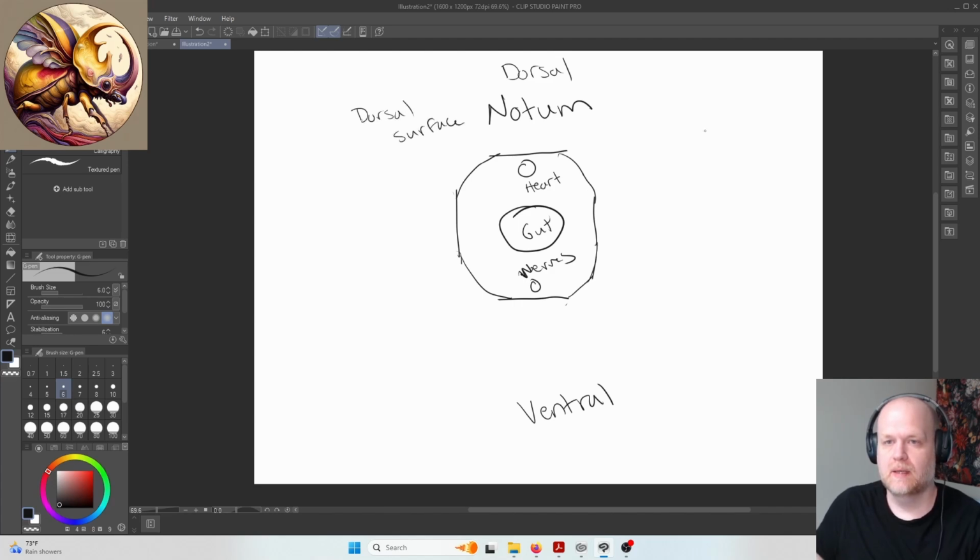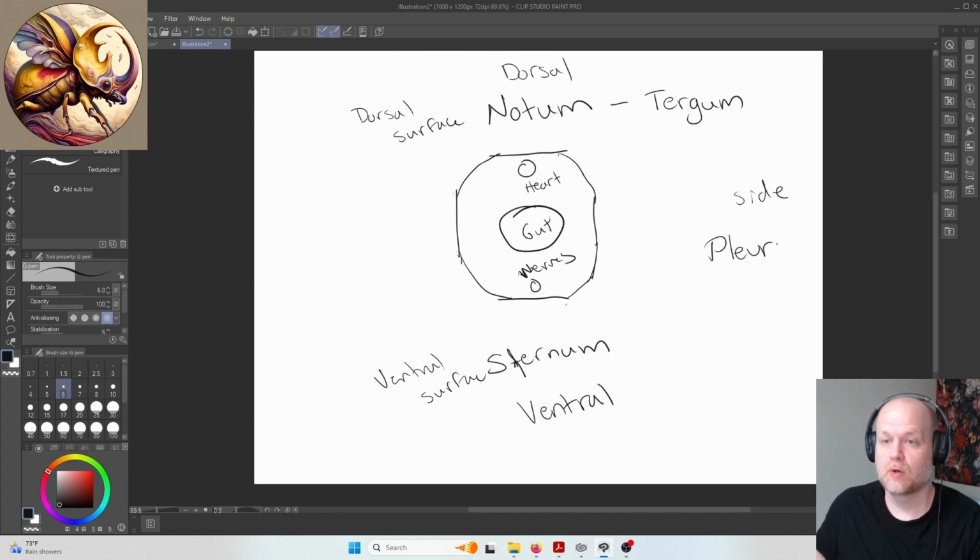And for the abdomen, it is called the tergum. Sometimes people will still use the word tergum when they're talking about the thorax, but traditionally it's referred to as the notum. The ventral surface is usually called the sternum. And that's true for both the thorax and the abdomen. It's the sternum or the sternal surface. So this is the ventral surface. And the side surface is called the pleuron or the pleural surface.